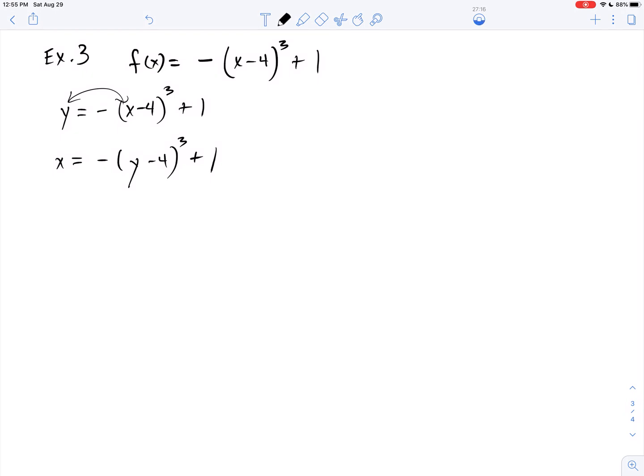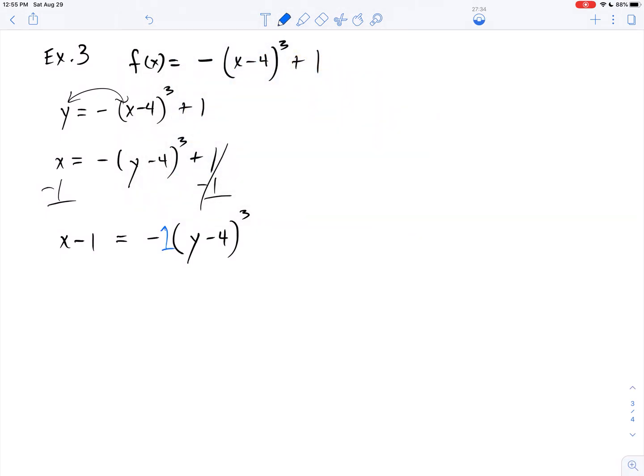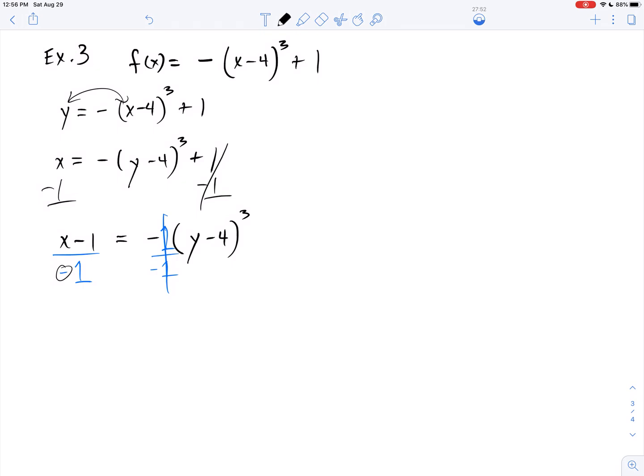I am now going to move the 1 to the other side. I got x minus 1 equals negative quantity y minus 4 cubed. Remember, my job is to get y by itself, so currently I have this in the way. There's a negative out here. I don't want that negative there. So I divide both sides by negative 1. We saw this in the other one. It's going to cancel there, and I'm going to run that negative through the top. If you want to try and do that ahead of me, you can pause it.